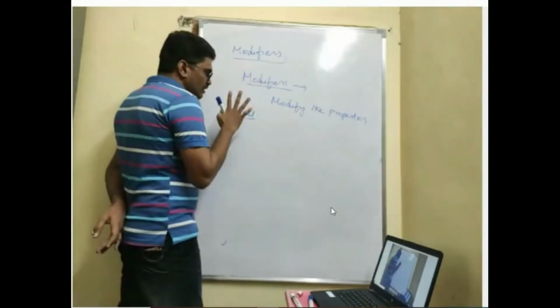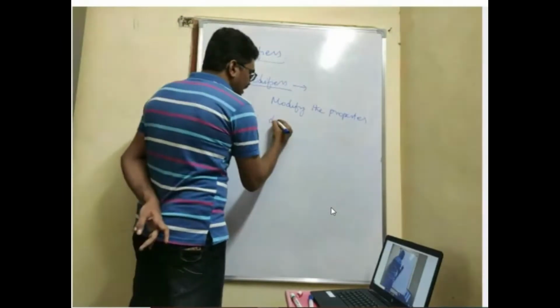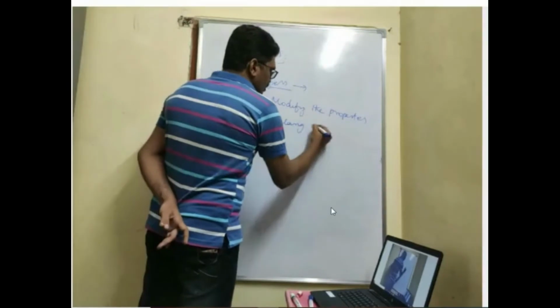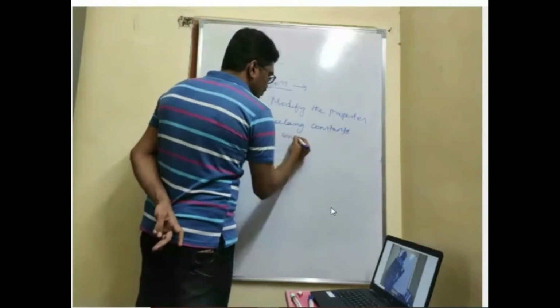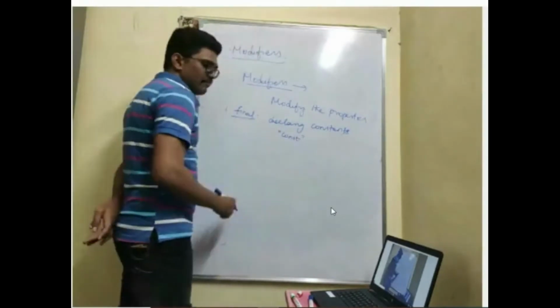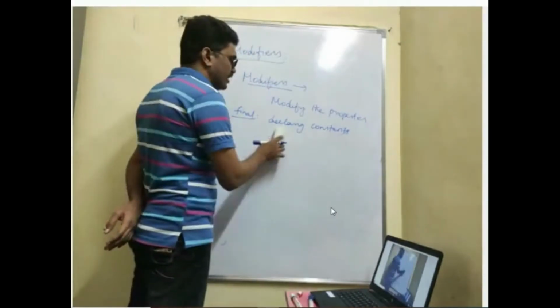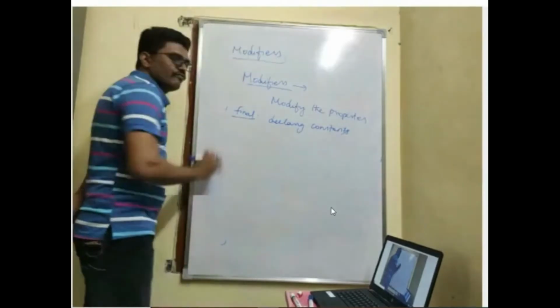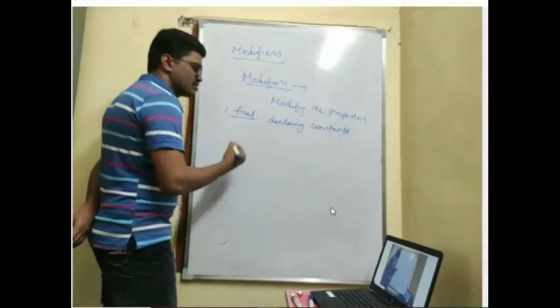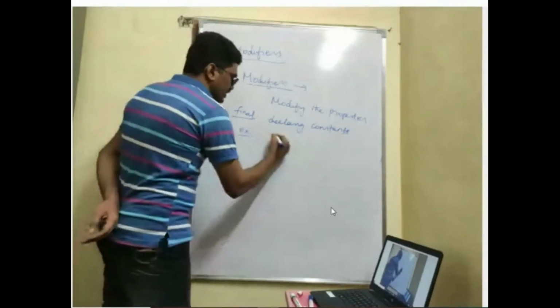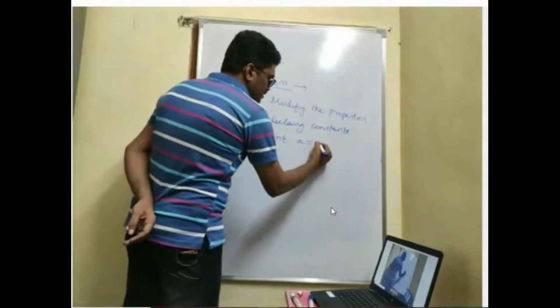So now, final is used for declaring constants. If you remember in your C language, you use the keyword const to declare a constant. Here we use the final keyword. So the final keyword is used for declaring constants. So the first one is final int a = 10.